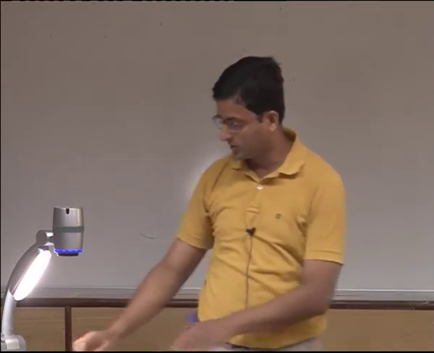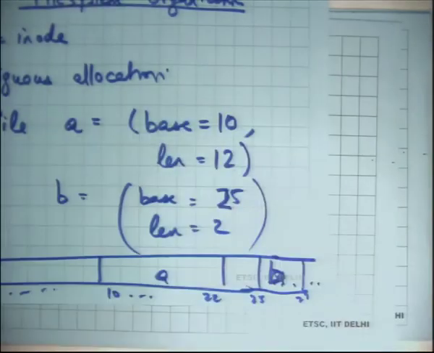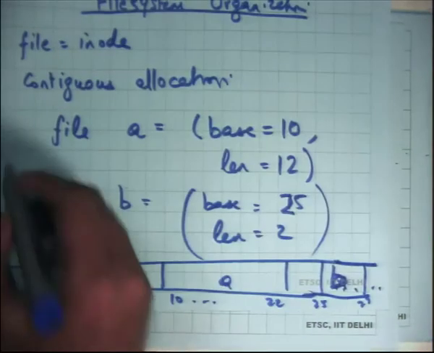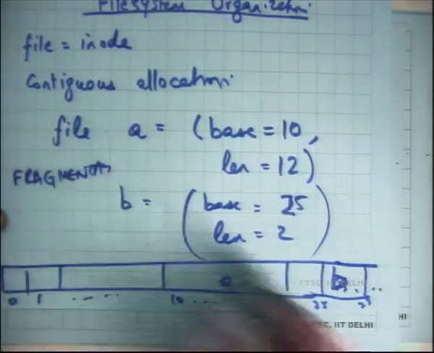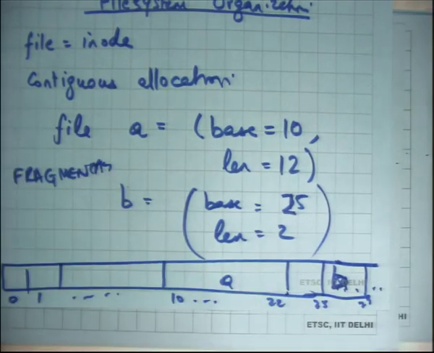Fragmentation, right. So for example, this space cannot be used for a file which needs 5 blocks or something, right. So one problem is fragmentation. What's the other problem? Growth, right. If I want to grow the file A by 10 blocks, I have to copy the entire file to some other location, and that is a global operation.